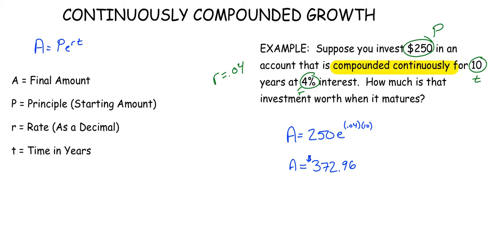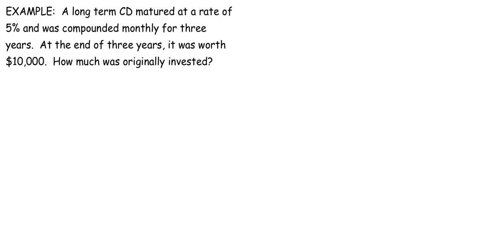Let's try out a couple of examples here. Let's say that we have a long-term CD that matured at a rate of 5%. So I know R, and it was compounded monthly for 3 years. At the end of 3 years, it was worth $10,000. I need to figure out how much was originally invested.